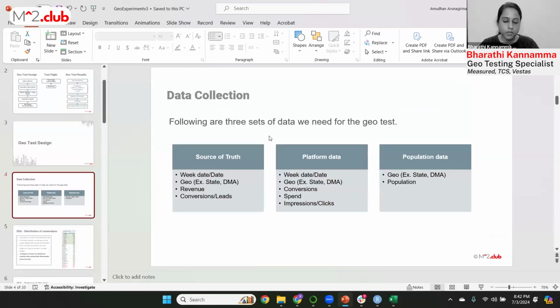First step for this phase will be collecting the data. There are 3 categories of data that you need for performing this design process. One is source of truth data, the other one is the platform data, and finally we need population data.